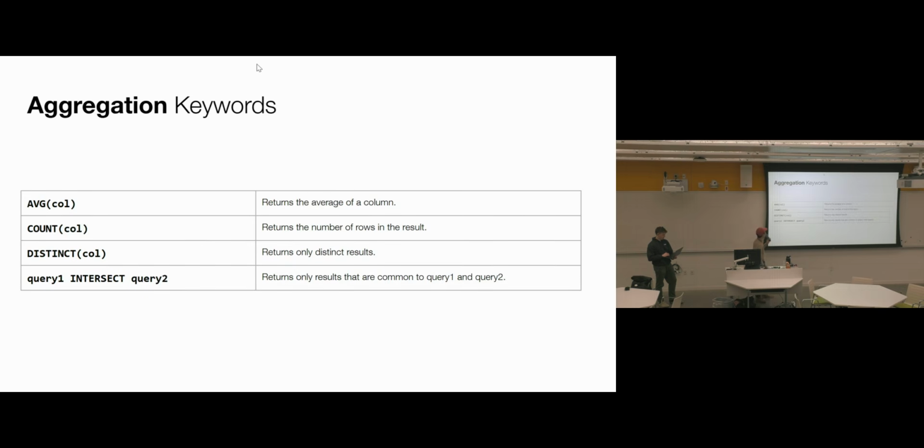Here are some aggregation keywords. So we just said average just now. We just took a look at count. Then we have distinct. Distinct essentially just skips all the duplicates and returns just one time that it happens, only the unique entries. There's also a unique keyword, but distinct works with that.